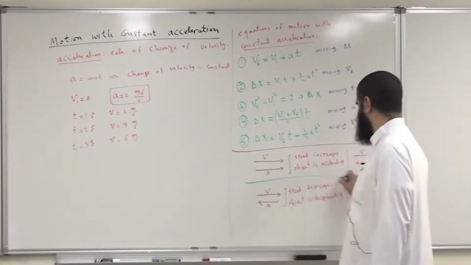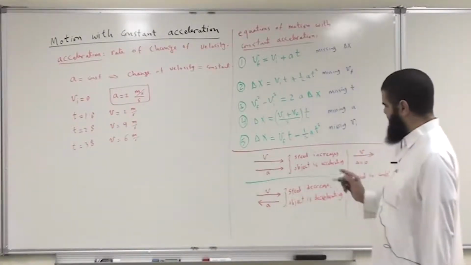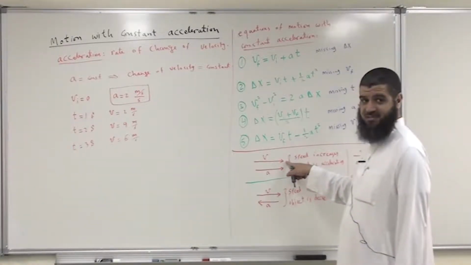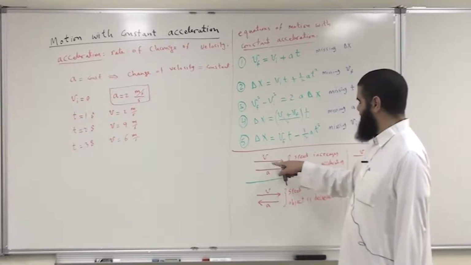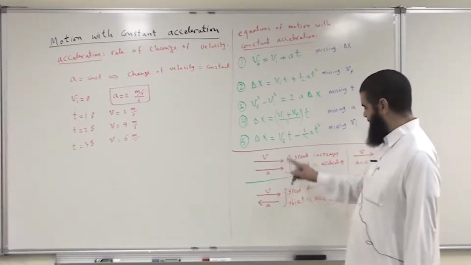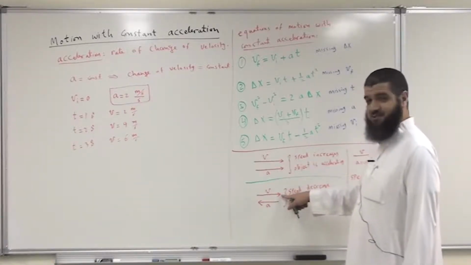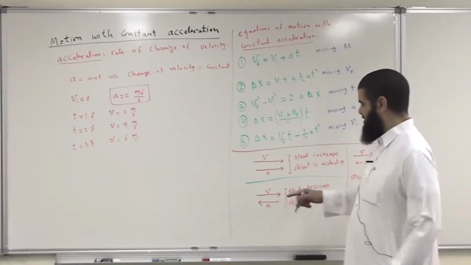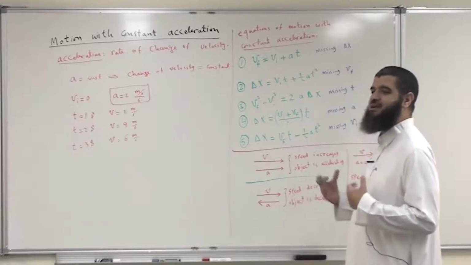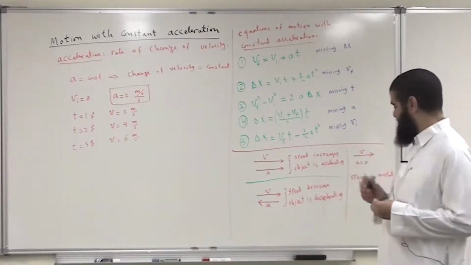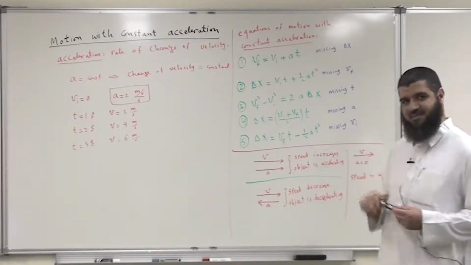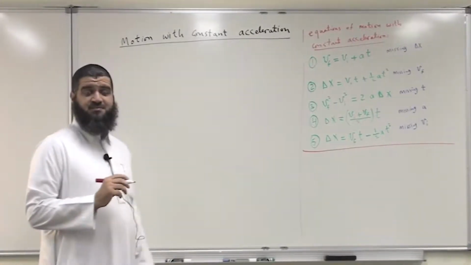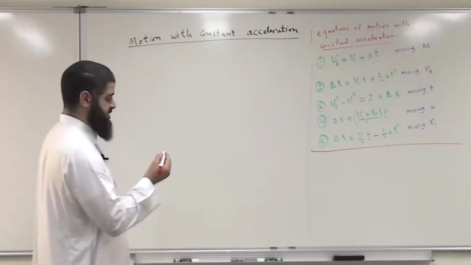It is important to notice that the direction of motion is shown by the velocity. So here the object is moving forward. Here also the object is moving forward, regardless of the direction of the acceleration. So the direction of motion is shown by the direction of the velocity, not the acceleration. That's it. Now we'll talk about a special case of motion with constant acceleration.